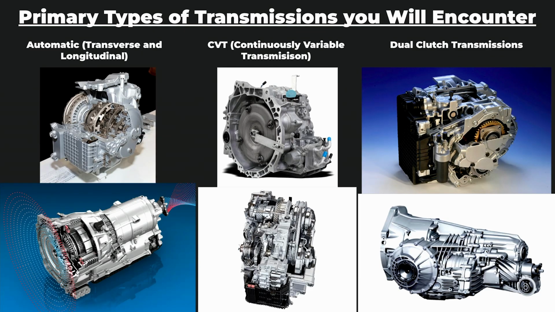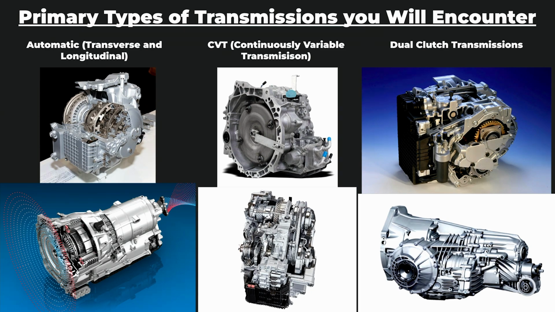Here are some of the different types of transmissions that you may run across in your day-to-day operations working on vehicles. On the far left, we have automatic transmissions, which are what we conventionally perceive as an automatic transmission, the purely hydraulic kind before electronic controls came along. We've got a transverse transmission in the top left here. Just below that, we have a longitudinal transmission, which is a fully automatic.